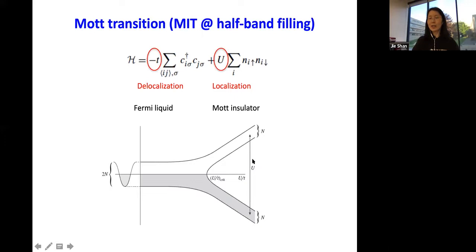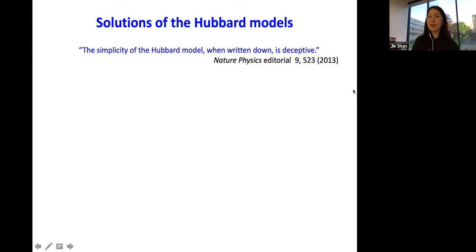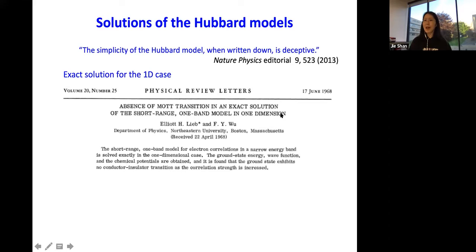So the Hubbard model is a very simple toy model, but it's very useful and powerful. And the reason is because it starts to capture essential physics of many important correlated phenomena, including high Tc, quantum magnetism, and this Mott transition I just described, the transition from metal to insulator at half filling. But the simplicity of the Hubbard model when written down is quite deceptive. The model can be accurately solved only in the case of 1D.